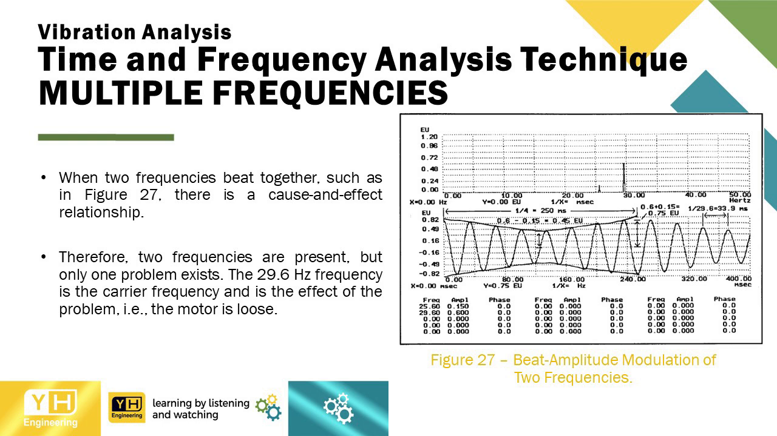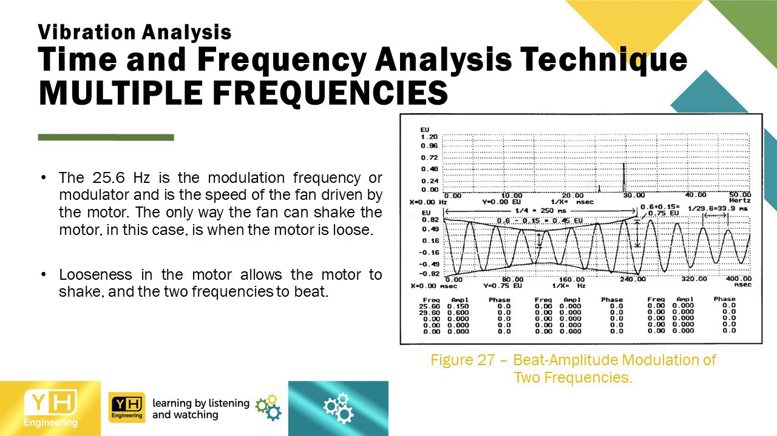The 29.6 Hz frequency is the carrier frequency and is the effect of the problem, that is, the motor is loose. The 25.6 Hz is the modulation frequency, or modulator, and is the speed of the fan driven by the motor. The only way the fan can shake the motor, in this case, is when the motor is loose. Looseness in the motor allows the motor to shake, and the two frequencies to beat.